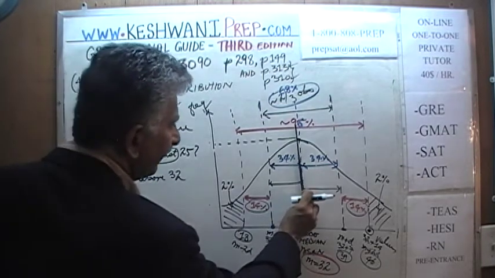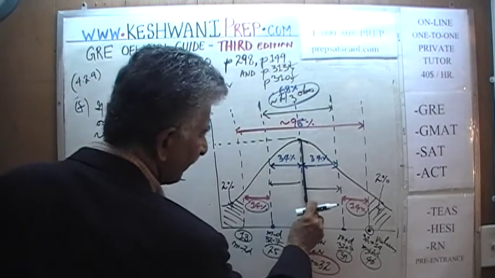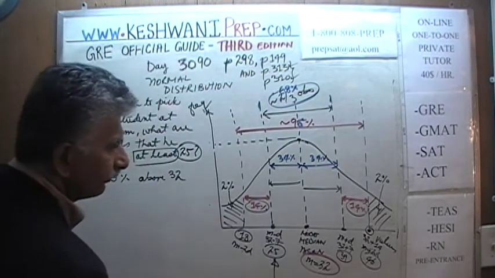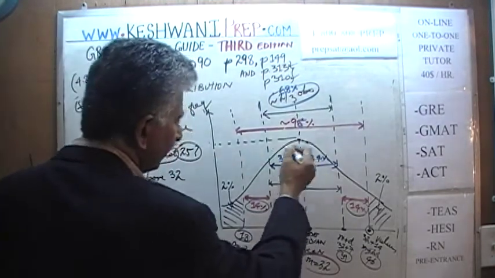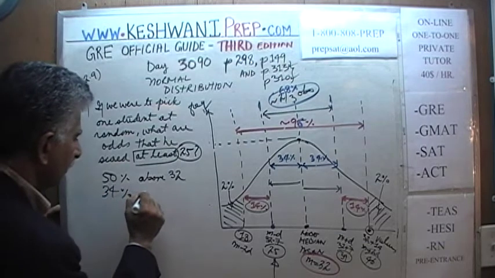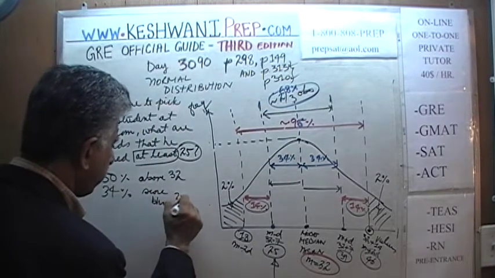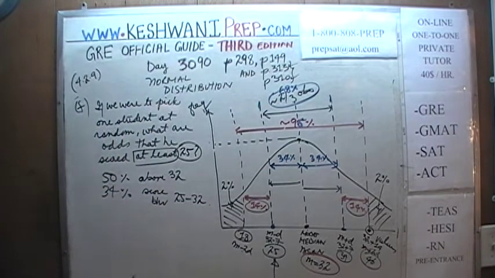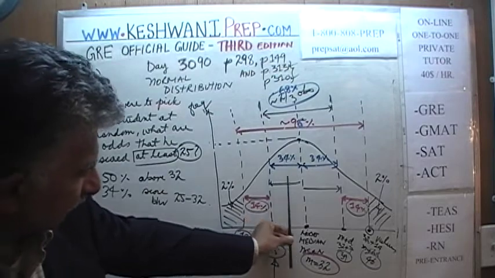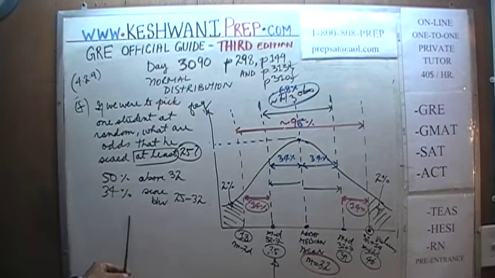We have done half of it here. Above 32, that's the mean. 50% are going to score above it, that's the half of it. And the score of 25 is right here. We need to include that 50% and this portion right here, in which we have 34%. 34% are going to score between 25 and 32. One more time: follow my stick here, this is 25. 34% are going to score between 25 and 32, and the remaining 50% is going to score above it. And there is your answer.